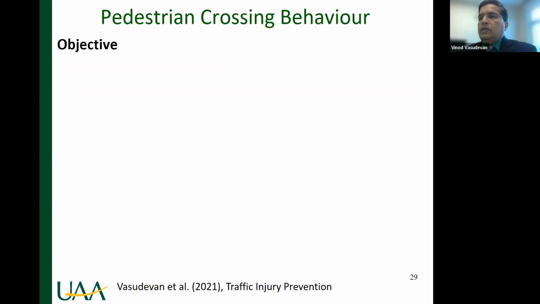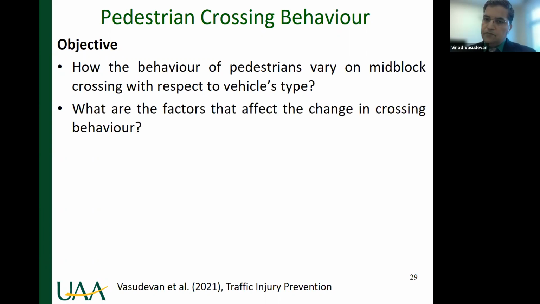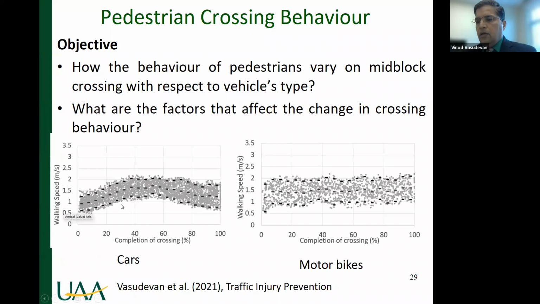In pedestrian crossing behavior, the objective was to see how the behavior of pedestrians varies at a mid-block crossing with respect to vehicle type. What are the factors that affect the change in crossing behavior? What we observed is that we mainly categorized data into two: what happens when pedestrians cross in front of a car and in front of a motorbike. I must admit that this data is based on my work in India, which is why you have so many motorbikes and cars. Again, the results are not important, but the idea is that it can capture the details.